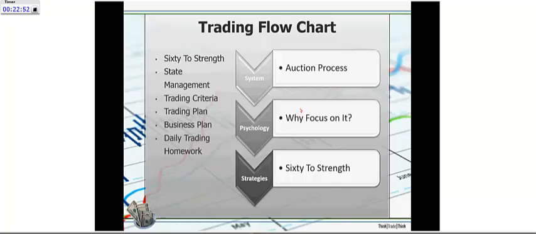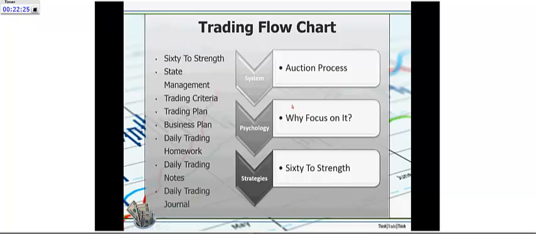In your daily trading homework, how do you prepare every single morning? And then your notes. What notes are you writing down to give you the necessary perspective and insight to your trading?